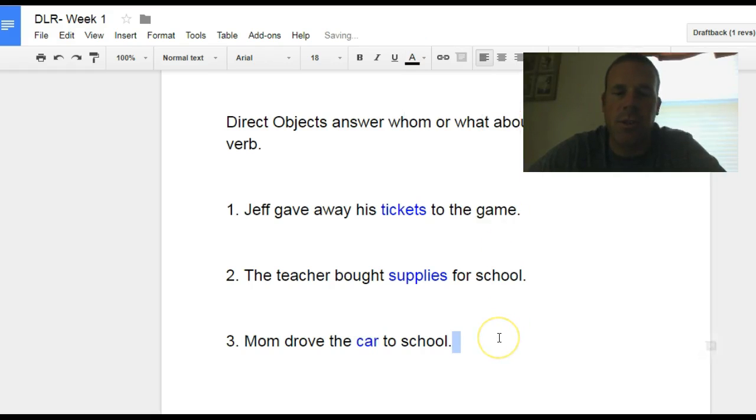Now, this is direct objects in a nice, neat, simple form. There's not too much to think about. The subject and verb are right at the beginning of the sentence, so you understand the sentence better. And like I said, it does get harder. For the quiz after our week one, it'll be the day after we finish week one, it'll be very much like this. Jeff gave, what did he give? Tickets. Teacher bought, what did she buy? Supplies. It'll be simple. There are tons of rules that go with it. We'll worry about them later.